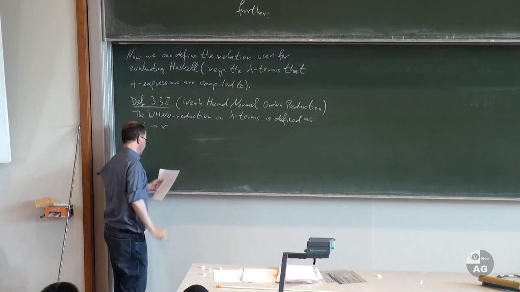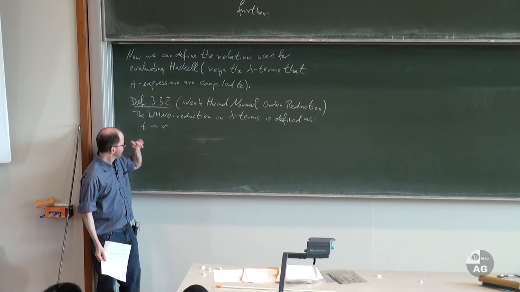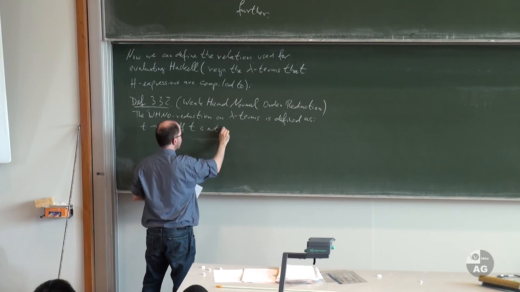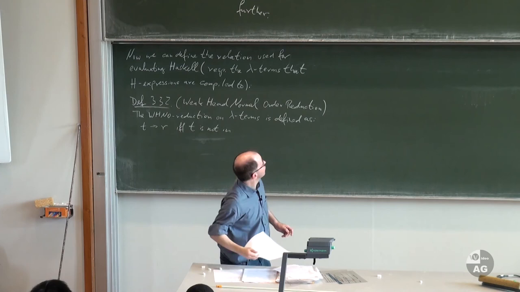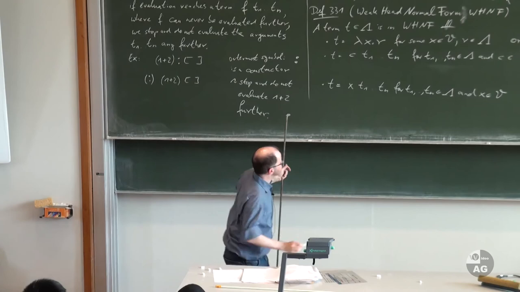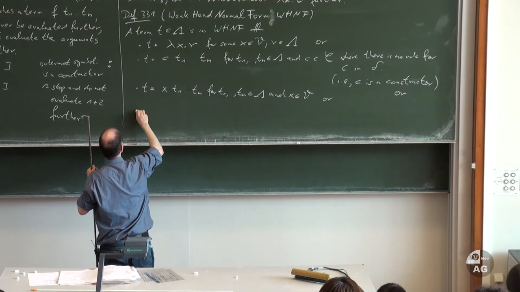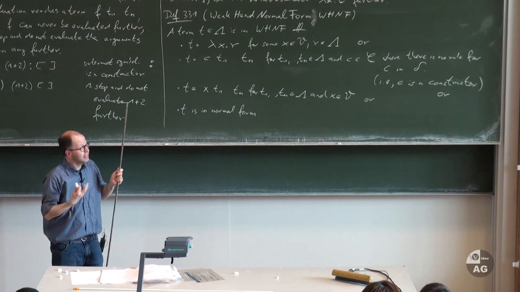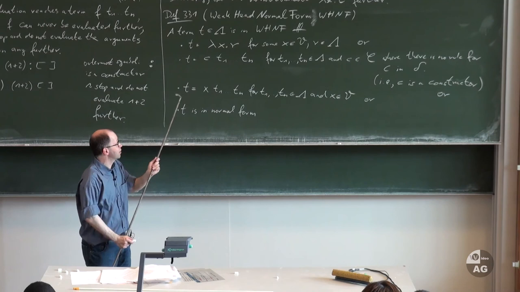Well, we can only continue the evaluation if T is not yet in weak head normal form. So we only do this if T is not in weak head normal form. Oh, I forgot one condition up there. Now, of course, if T is a normal form, then we also stop. So here, I forgot one important condition. Of course, we stop if T is a normal form. So everything that is in normal form is also in weak head normal form. But moreover, we stop as soon as the leading symbol of T is determined. So the leading symbol is lambda or a constructor or a variable. But if it's a normal form, then of course it's also in weak head normal form.